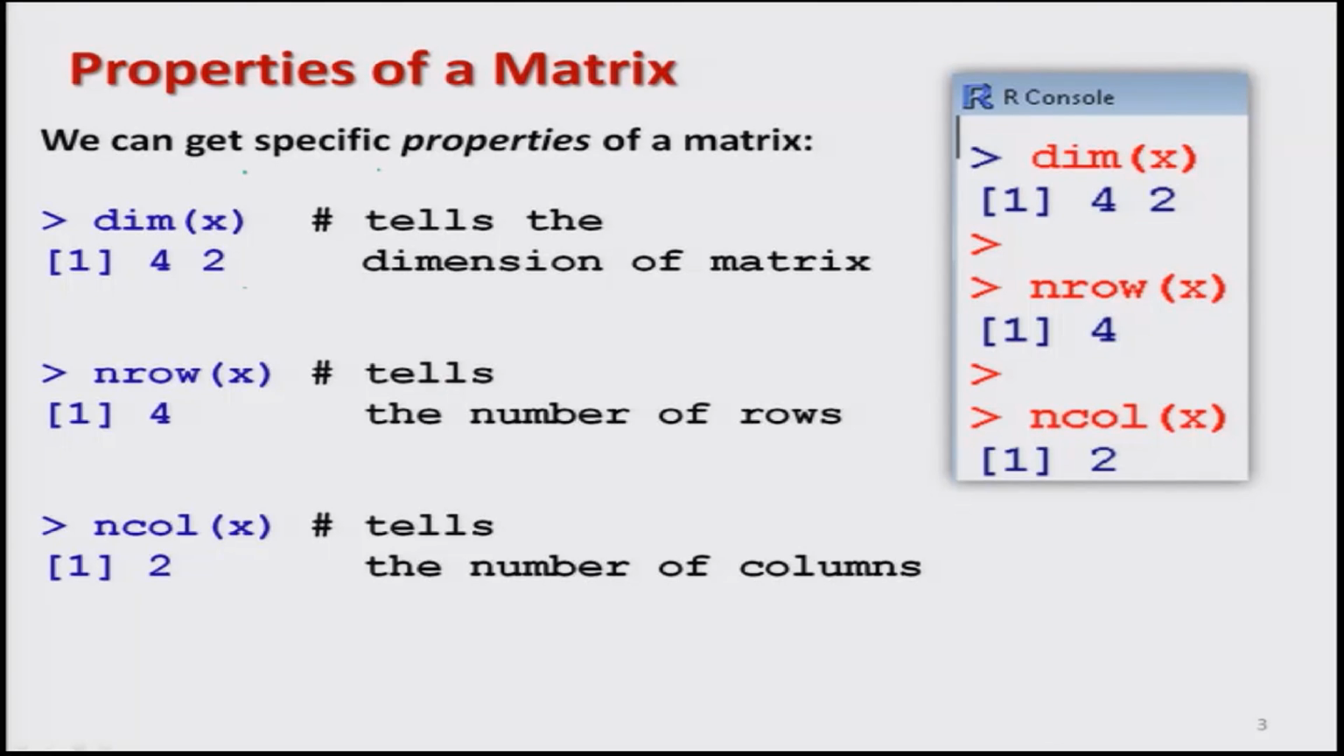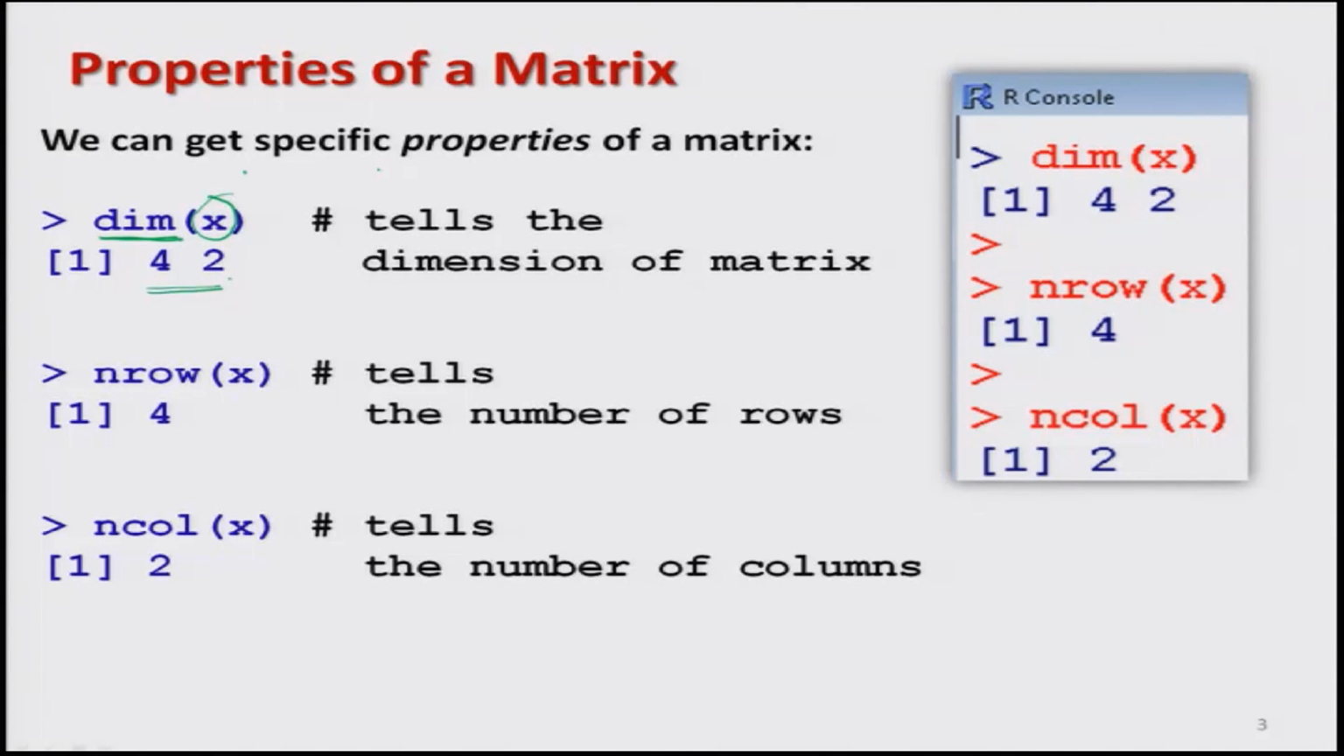For example, there is a command dim, which means dimension. This command helps us in getting the dimension of a matrix. The syntax is that first you write dim, and inside the bracket you write the name of the variable that is containing the matrix. In this case, our matrix is of order 4 by 2. So, as soon as I write dim of x, it gives me 4, 2. This means 4 by 2, there are 4 rows and 2 columns.